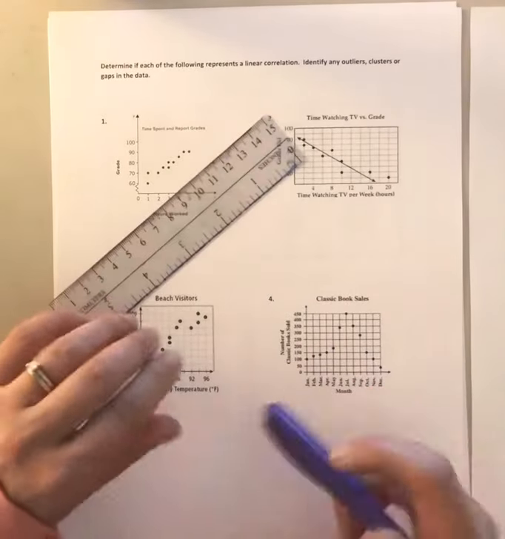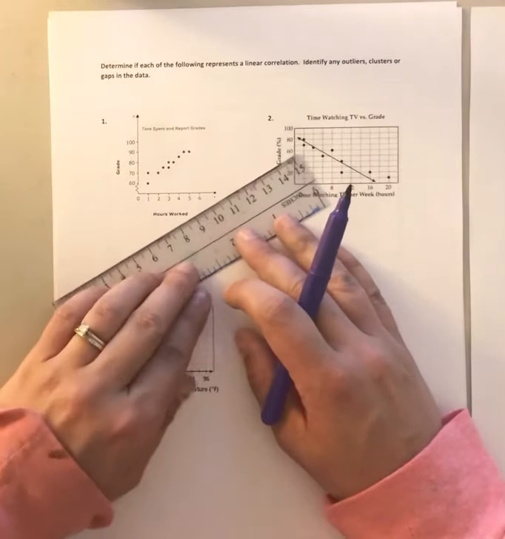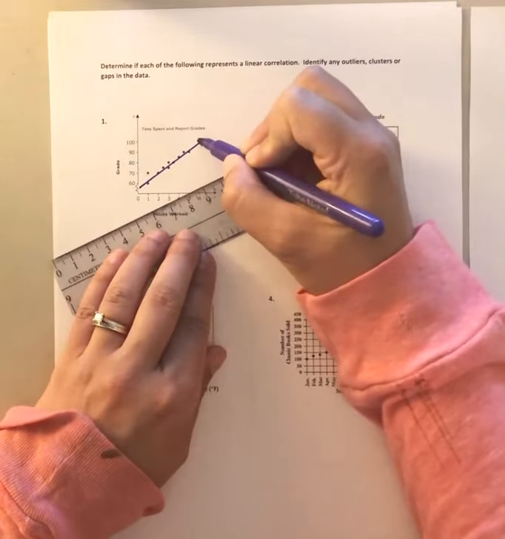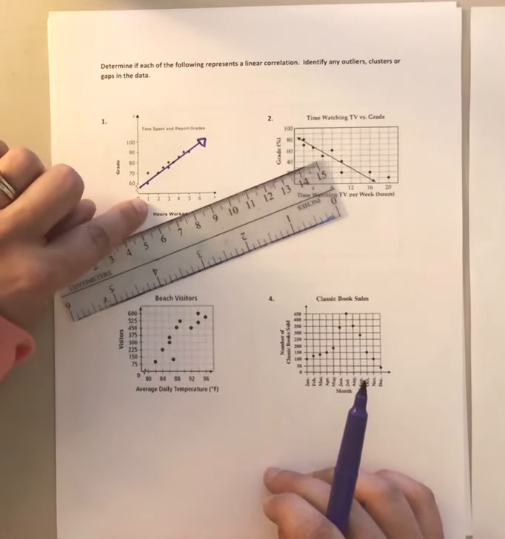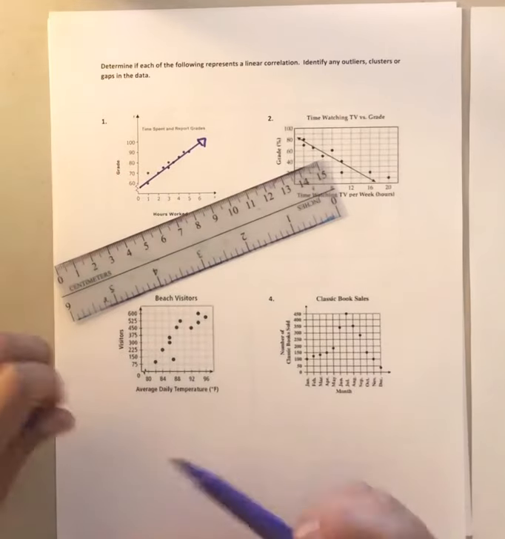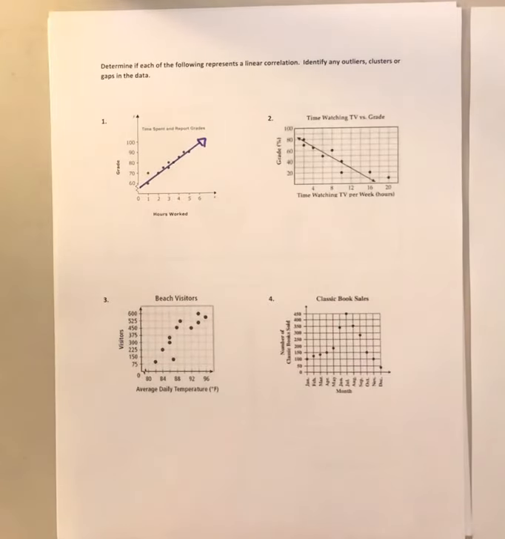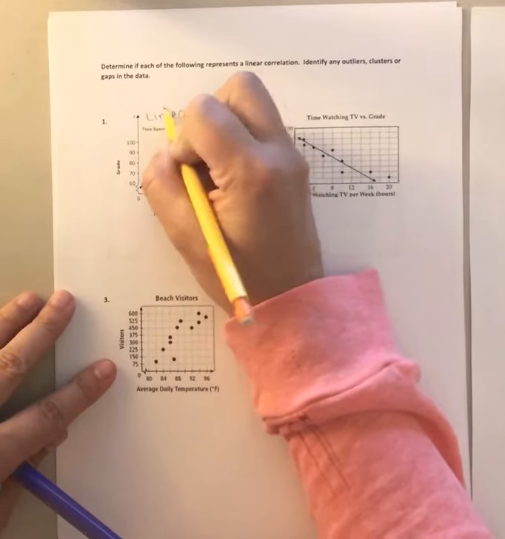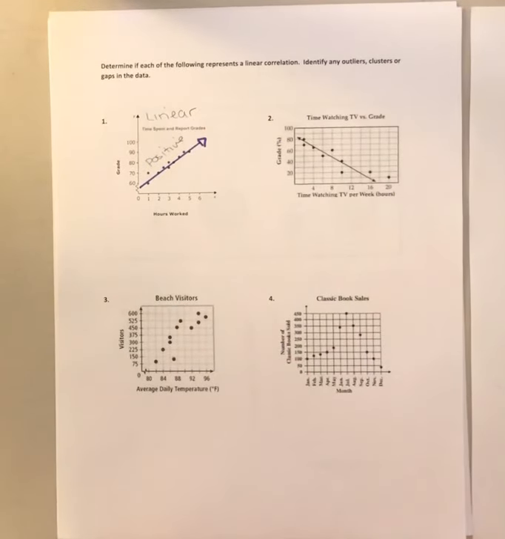Those of you that are sticking with me here, number 1, this is talking about hours worked and your grade. This looks like a definite positive trend to me. So I'm going to draw that trend line in. You could probably try to argue that maybe that is an outlier. So 1 hour of work and you get a 70, but it's not too far off the data. So I'm not really going to identify that as an outlier right now. So this one, I would say that is linear and it's got a positive trend. And I am not going to formally identify any outliers or clusters.